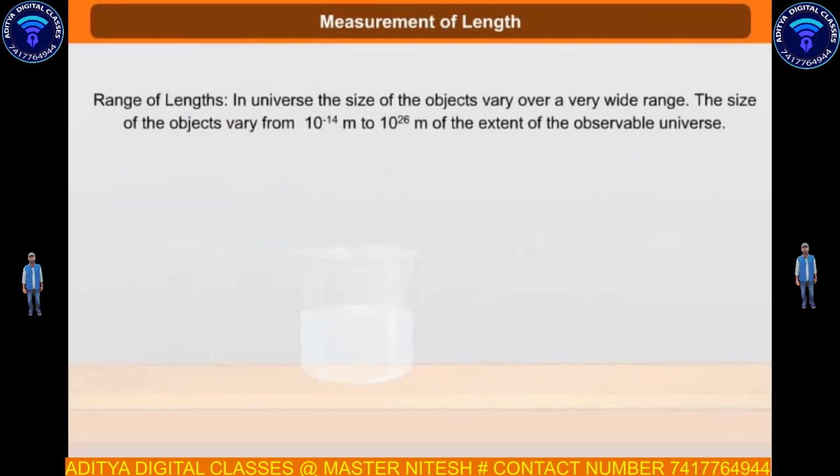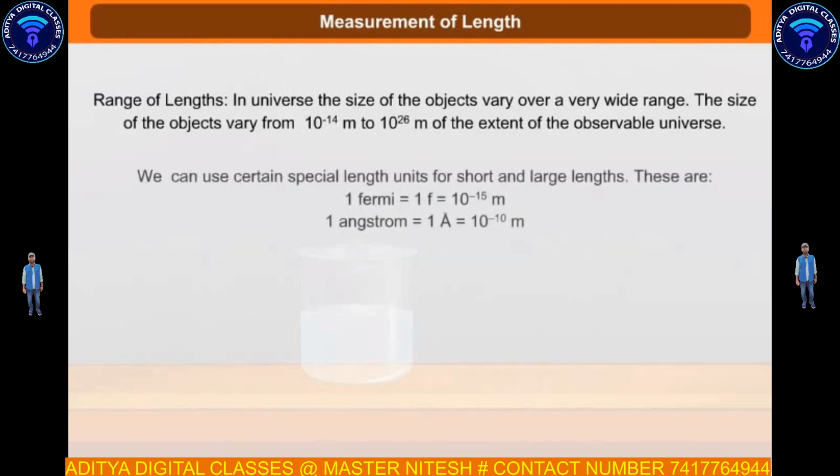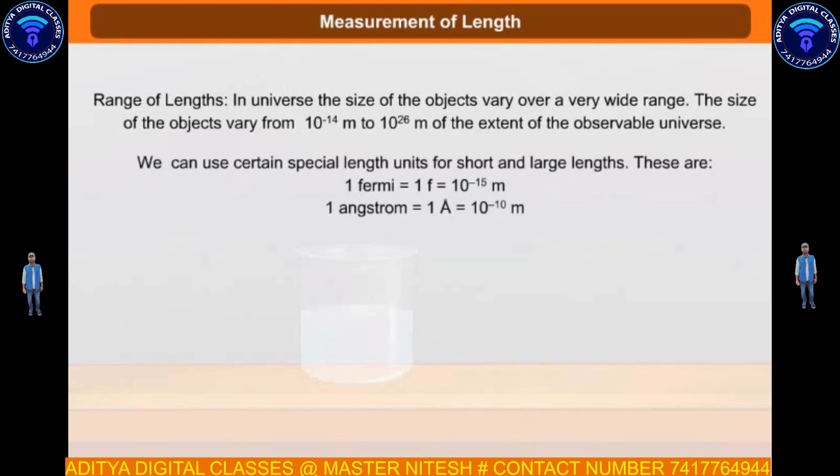Range of lengths. In the universe, the size of the objects varies over a very wide range. The size of the objects varies from 10 raised to the power of minus 14 meters to 10 raised to the power of 26 meters, the extent of the observable universe. We can use certain special length units for short and large lengths.